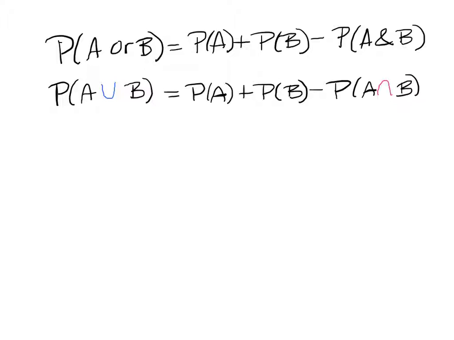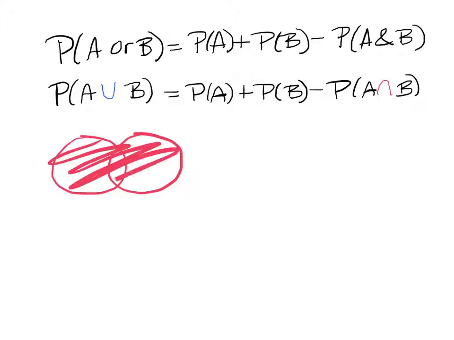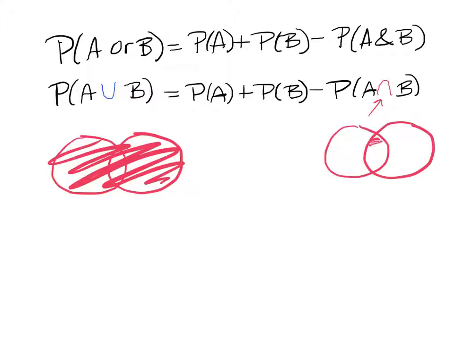U means the union, that's meaning both circles together, all of this, okay? And then the intersection is just standing for this one right here, this part where they intersect, okay? Now we also have something called mutually exclusive.